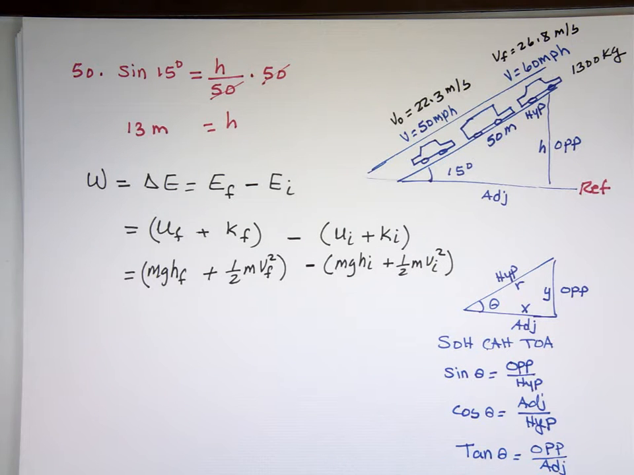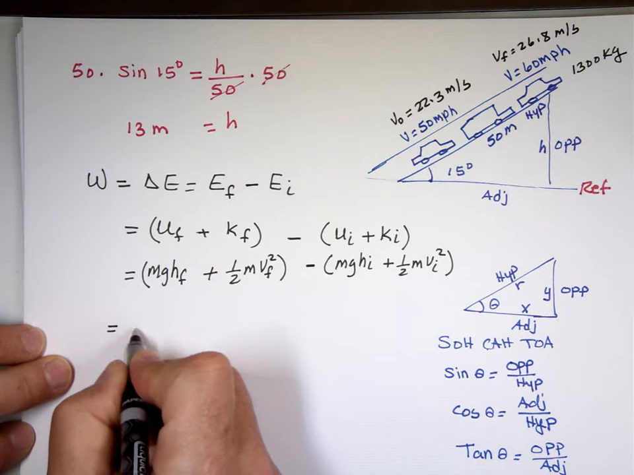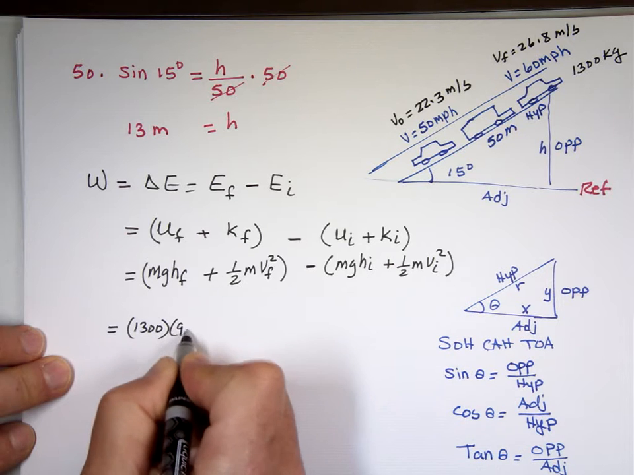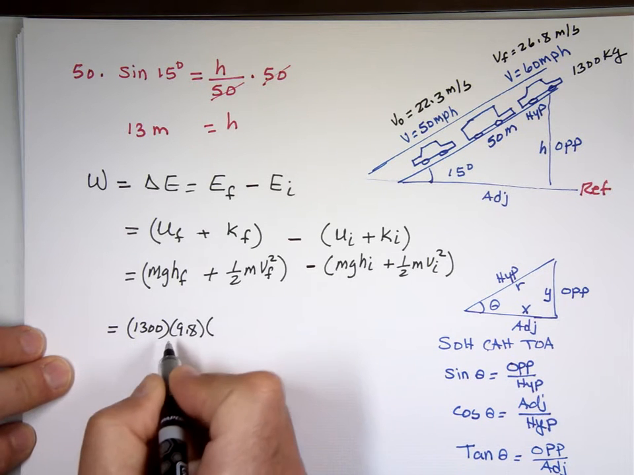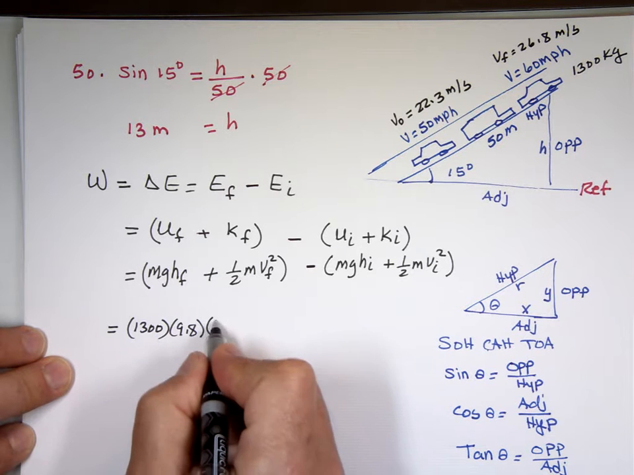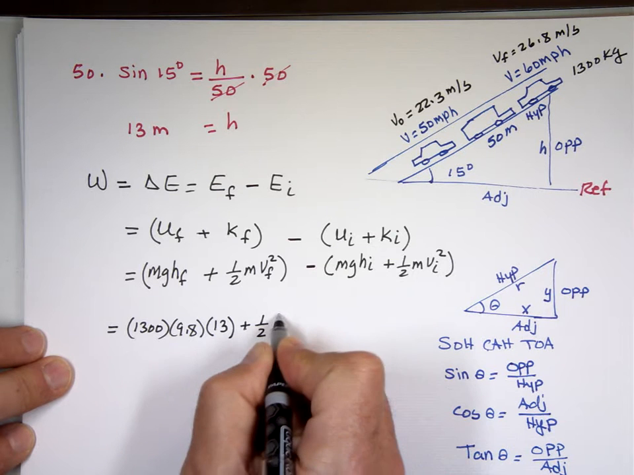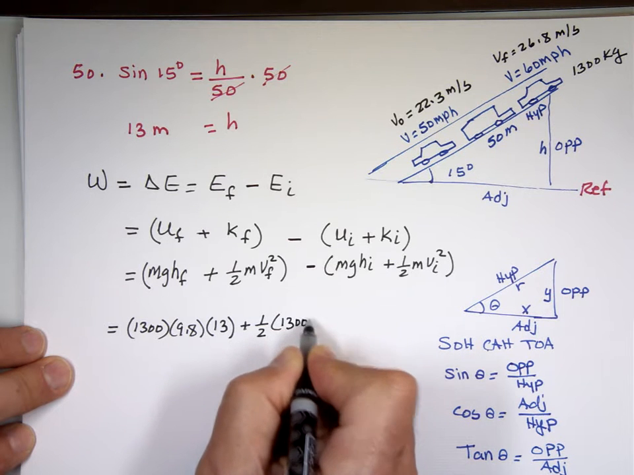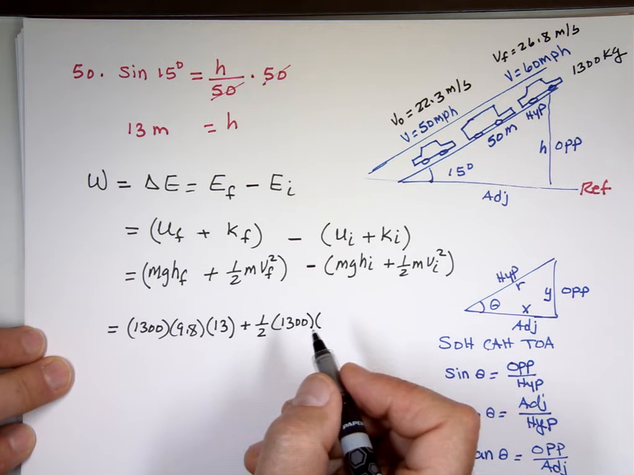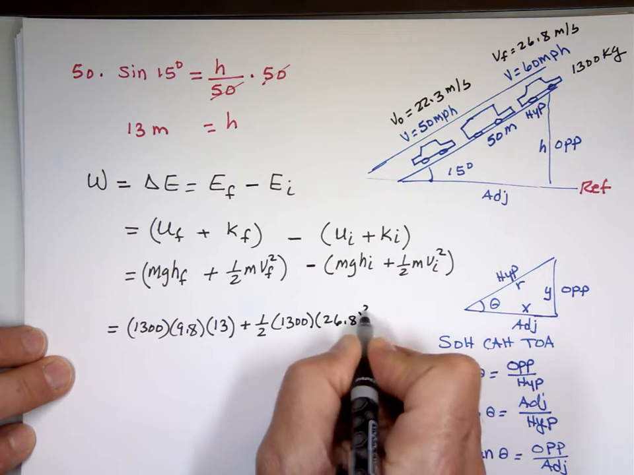And now let's plug in the numbers. The mass is what? 1,300. Gravity is 9.8. Final height. What was the final height? We just calculated that. 13 meters, plus 1/2 times 1,300 times final velocity squared, 26.8 squared. This is the final.